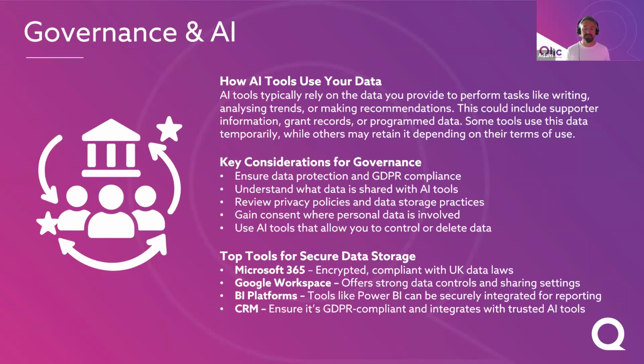So if you're using supporter or beneficiary data in AI tools, get explicit consent, and be transparent in your privacy notice about AI use. Choose tools that give you control of the data storage or retention if you can. Set out rules for when and how you will use it. Include ethics, data protection, processes, and human oversight.